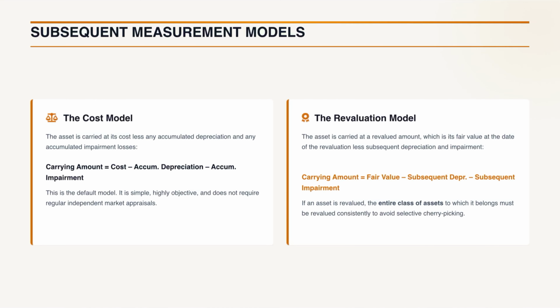After initial recognition, IAS 16 allows entities to choose between two measurement models. This choice must be applied to an entire class of assets to prevent companies from cherry-picking which assets to revalue. Under the cost model, the asset is carried at its historical cost, less any accumulated depreciation and accumulated impairment losses. This is the default, highly objective model.